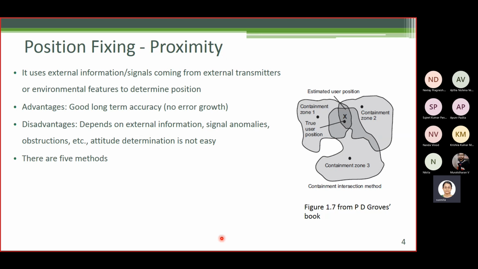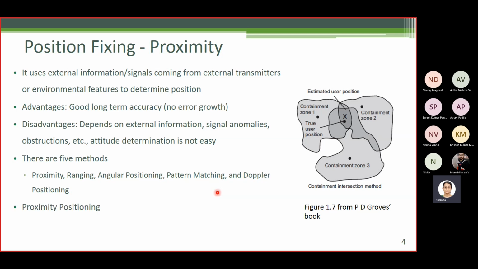There are 5 types of position fixing methods: proximity, ranging, angular positioning, pattern matching, and Doppler positioning. We are going to discuss all of the 5 methods one by one. The first one is proximity positioning. What is proximity positioning? It's not so accurate. It's a crude way of finding the position.